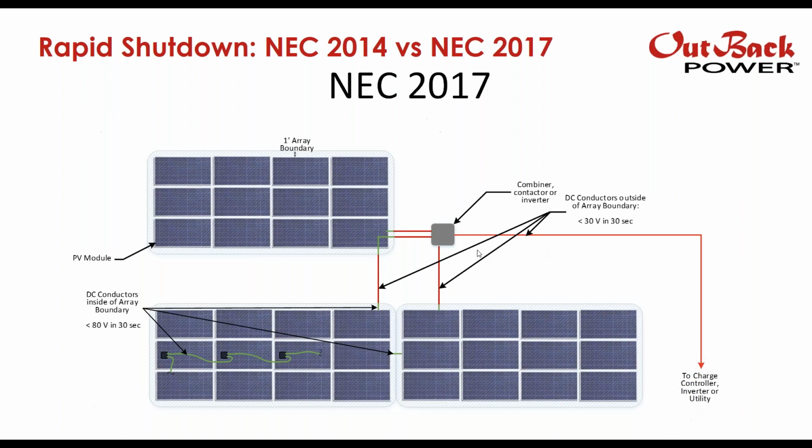Okay, so this changes with NEC 2017. The array boundary changes to a 1 foot array boundary. And not only do the conductors outside of the array boundary have to be controlled, but also the conductors within the array boundary. So now not only do we have a narrowed array boundary, but we have different requirements for the conductors outside of the array boundary and inside the array boundary. Within the array boundary, the requirement is less than 80 volts within 30 seconds. And outside of the array boundary, which is indicated in these red conductors, it'd be less than 30 volts in 30 seconds.